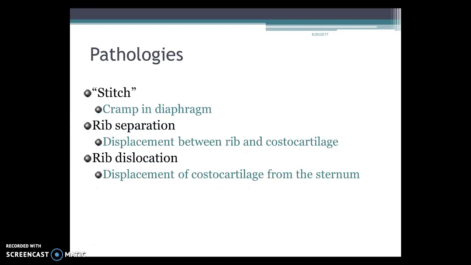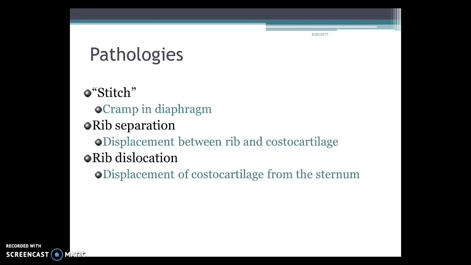Different pathologies that you may see in the thoracic area. A stitch, also known, I think, more commonly as a side ache, is usually where you have a cramp in the diaphragm. It has to do with the fluid, and actually lack of fluid, where the diaphragm, the muscle itself, will actually cramp.